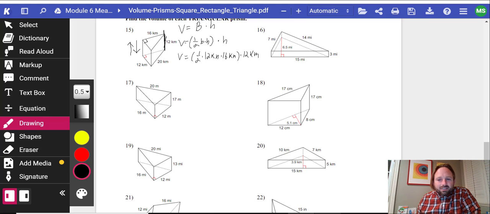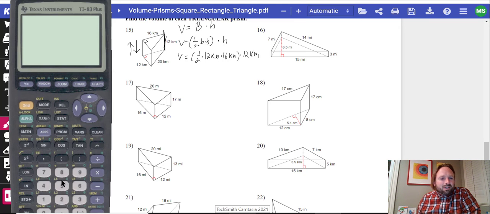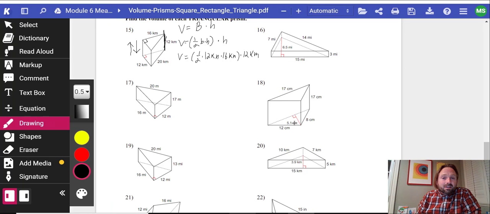So let's do it. Let's get our calculator out, clear it up. 0.5 times 12 times 16 times 12. Oop. I like this one because I can go ahead and fix it before hitting enter. So I have 1152, but that's not the volume. The volume is 1152 cubic kilometers.